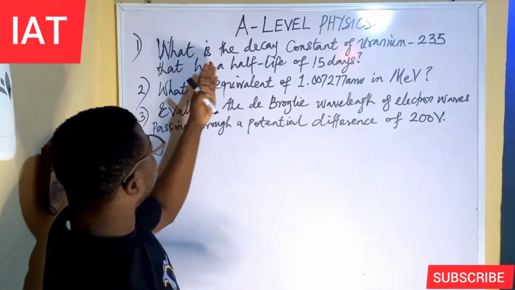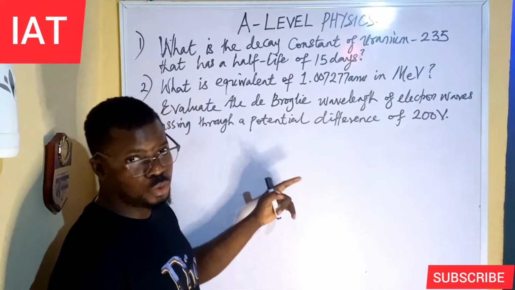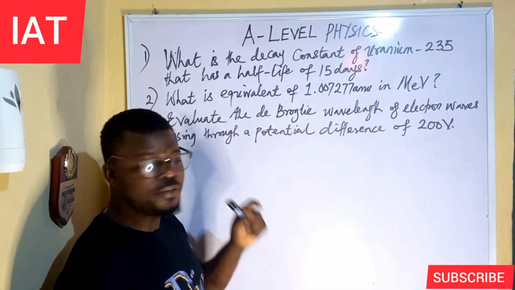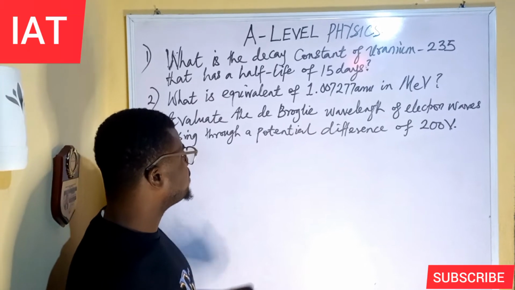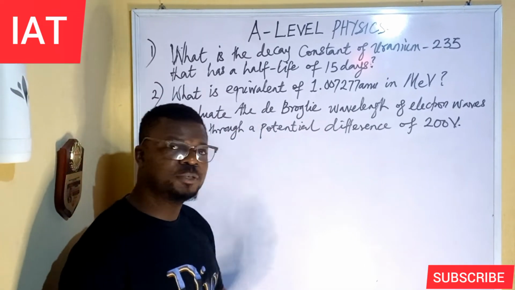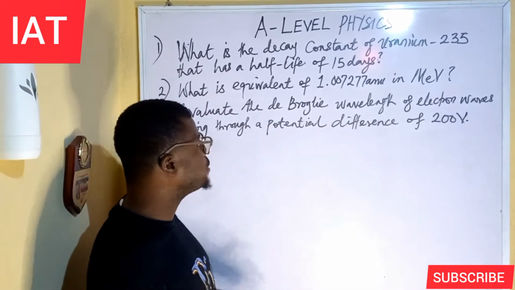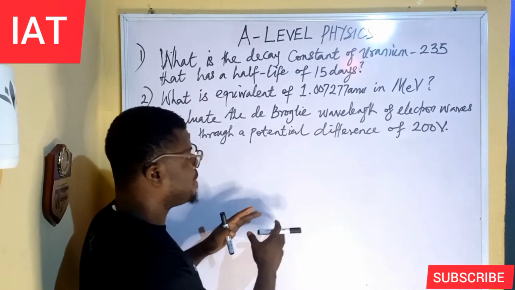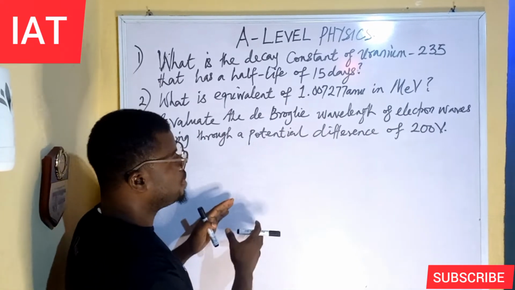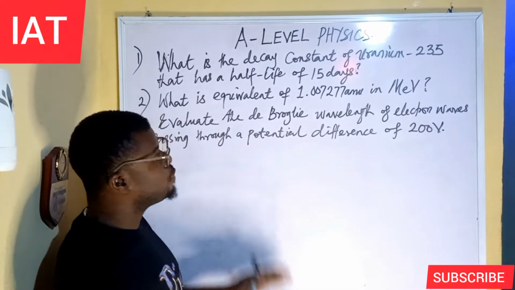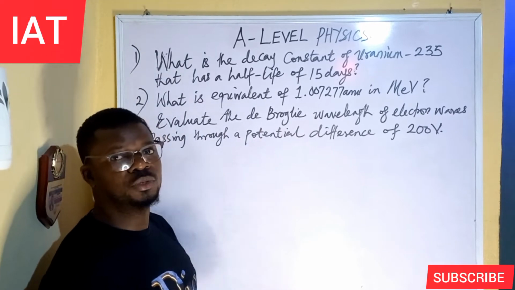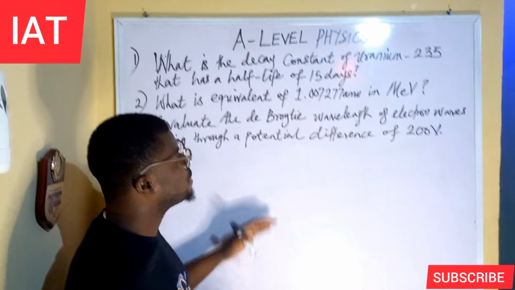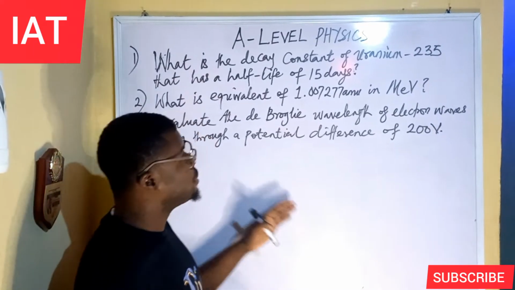The first question says, what is the decay constant of uranium-235 that has a half-life of 15 days? Under radioactivity, which talks about the spontaneous emission of radiation by an element, we deduce an expression, and for half-life we also have an expression. Maybe in the next video I'm going to do a full tutorial on radioactivity, so I can talk about the derivations of the expression for half-life and also for radioactive decay.